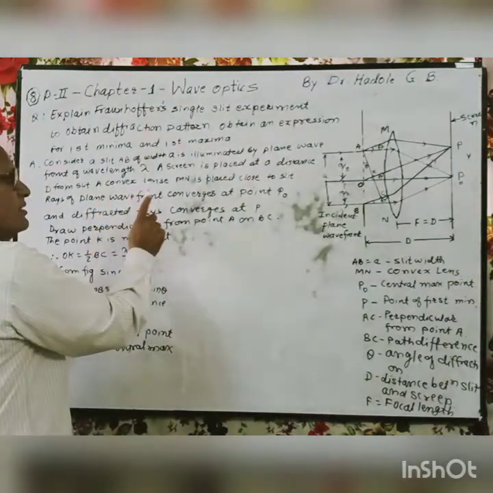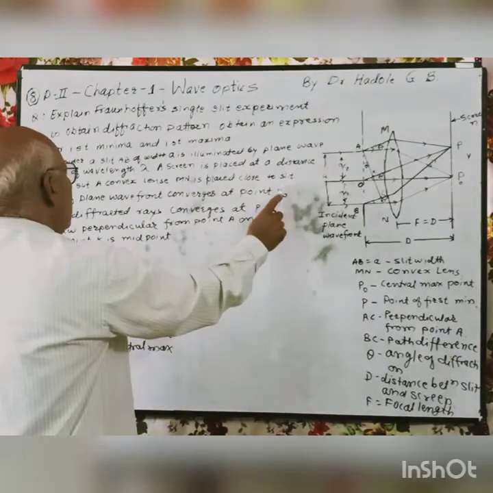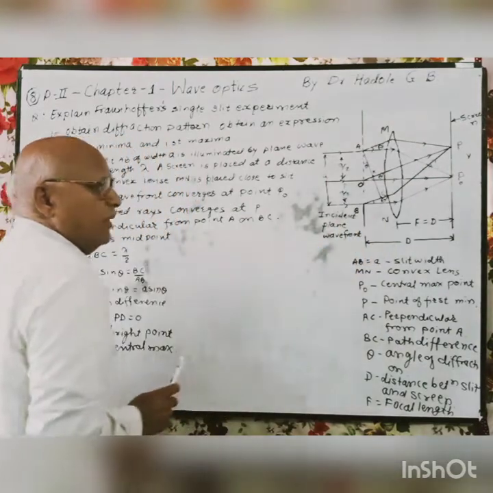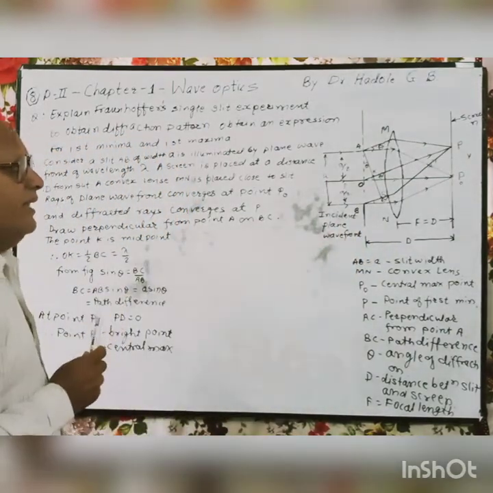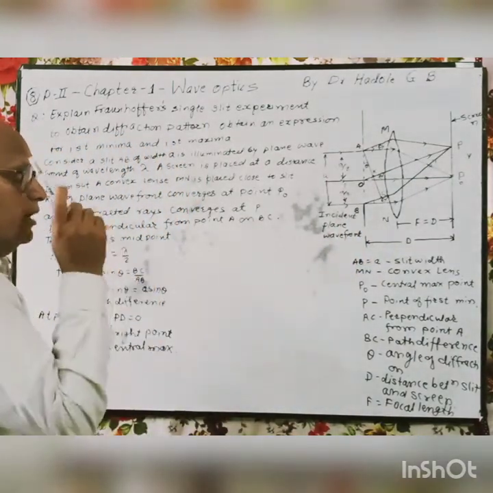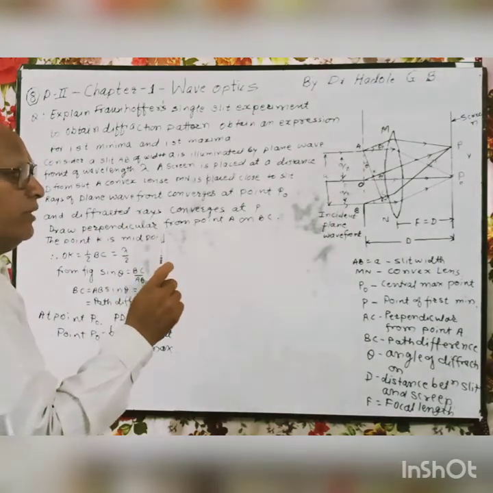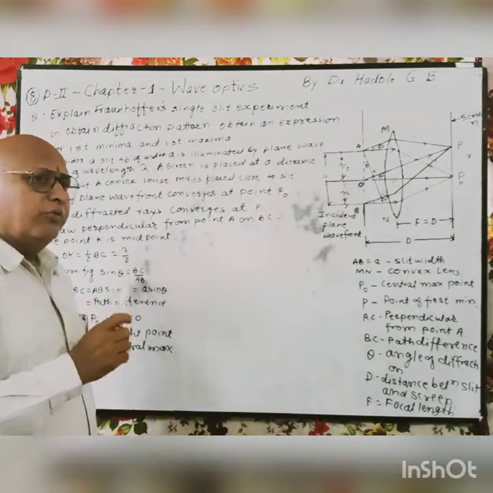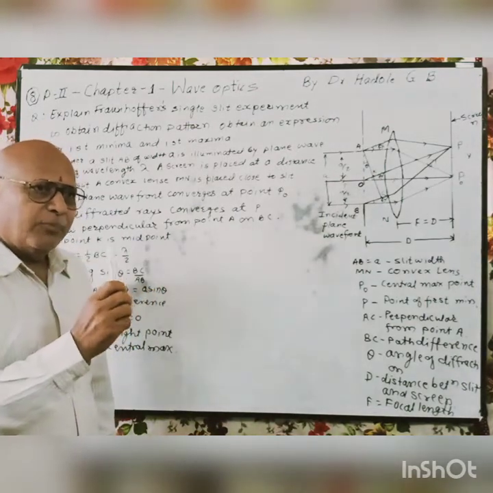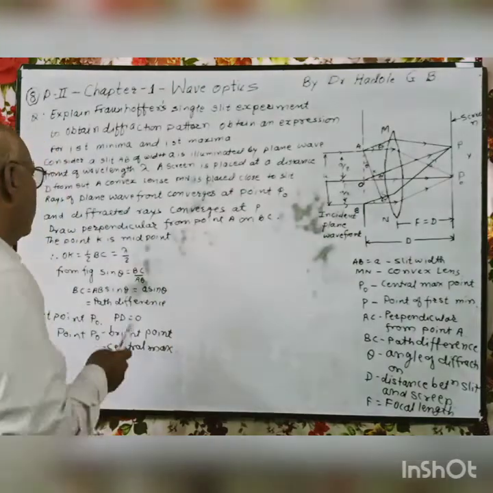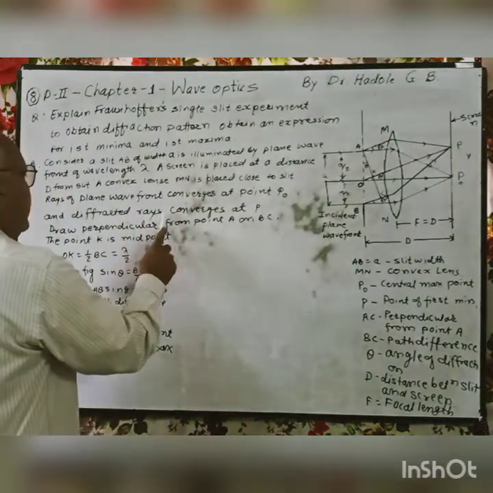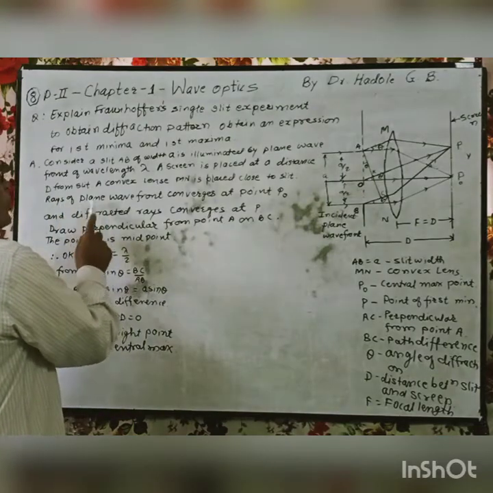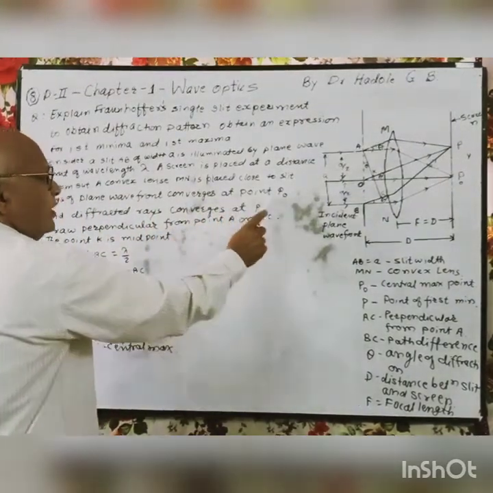Next, a convex lens MN is placed close to the slit. Nearby the slit, a convex lens is placed. The function of this lens is to obtain the points of maximum and minimum intensity on the screen. This lens is going to converge the rays at a particular point or at a single point. Rays of plane wavefront converge at point P0.